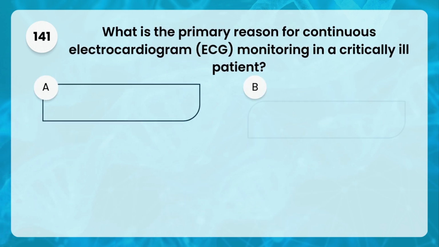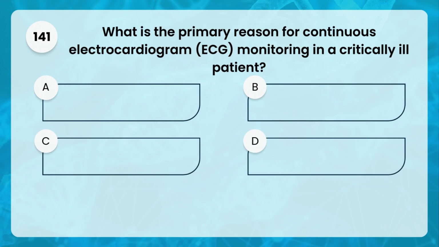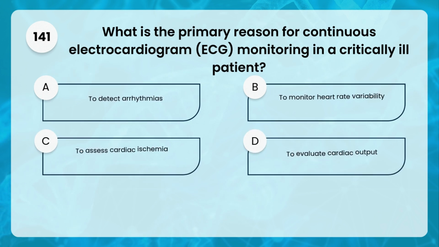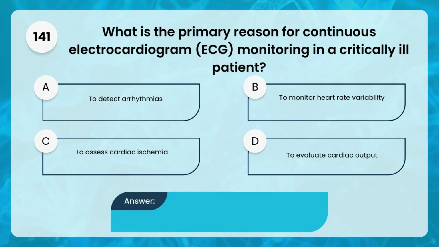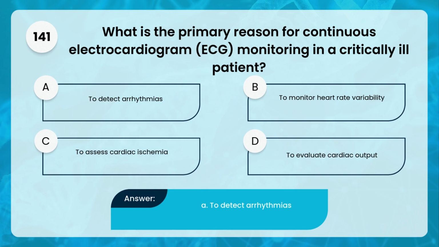141. What is the primary reason for continuous electrocardiogram, ECG, monitoring in a critically ill patient? A. To detect arrhythmias. B. To monitor heart rate variability. C. To assess cardiac ischemia. D. To evaluate cardiac output. The answer is A. To detect arrhythmias.